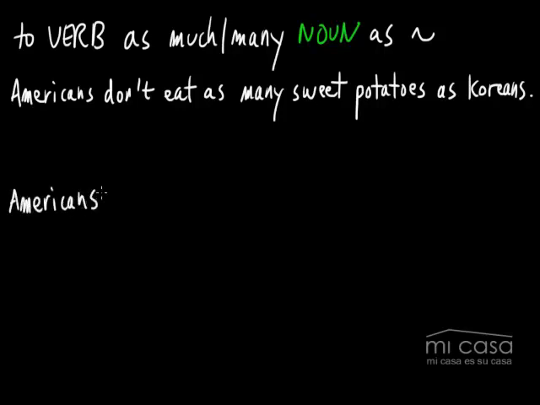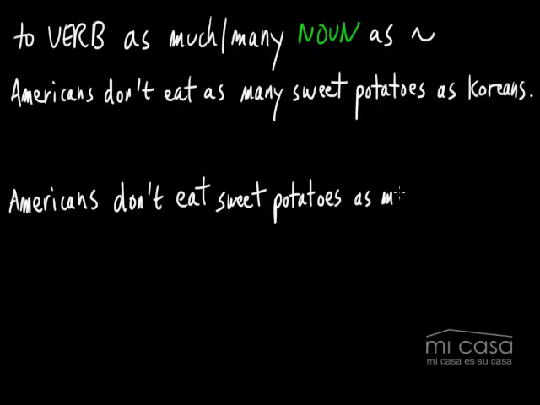So the example from before was, Americans don't eat sweet potatoes as much as Koreans. Okay, now I'm sure to you these look very similar, because here we have a noun in the middle, but here actually the noun is before. So this one is "as many noun as," this one is "noun as much as."